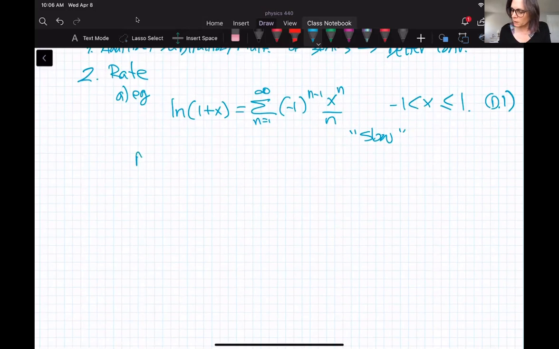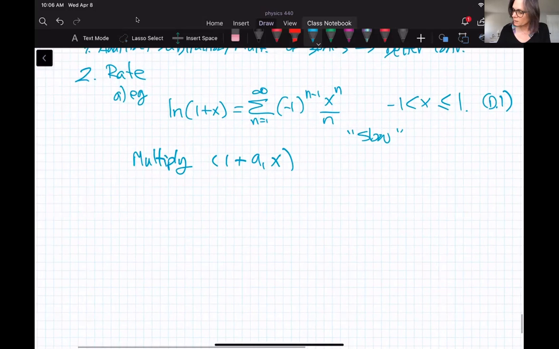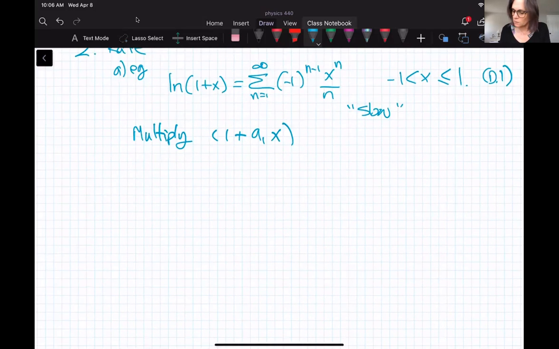One thing we can do is, and this is the kind of trick that comes with practice, that you just get used to knowing how many terms you need. Multiply both sides by 1 plus a1x, where a1 is a constant. And then we can see what that does. So we have 1 plus a1x times ln of 1 plus x.